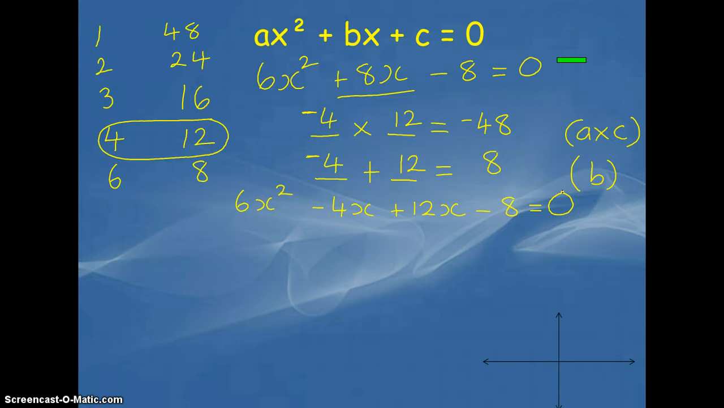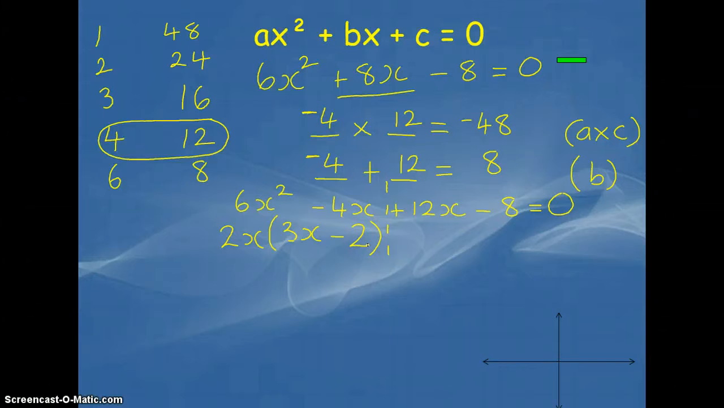Now, to be able to factorize this equation, what we're going to do is treat it in two separate parts. If we just divide it down in the middle there, we're going to consider this left-hand side first of all, and factorize it. So what is the highest common factor of 6x squared minus 4x? Well, the highest common factor is 2x. Well, 2x times by what gives me 6x squared? That is 3x. And what times by 2x gives me minus 4x? Well, that's minus 2.